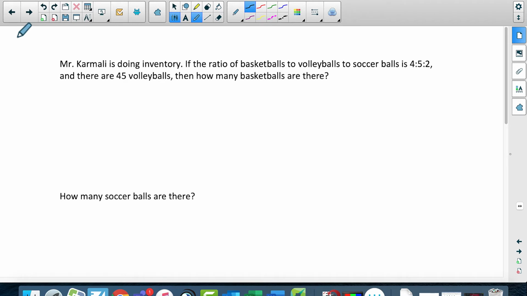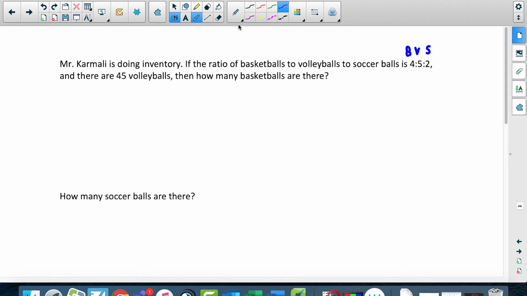Mr. Kamali is doing inventory. If the ratio of basketballs to volleyballs to soccer balls is 4 to 5 to 2, whoa, we've got 3 things in this one. And there are 45 volleyballs, then how many basketballs are there? So let me write this down here. We have basketballs, so the 4 is basketballs, the 5 is volleyballs, and the 2 is soccer balls. Okay? And it tells us there's 45 volleyballs, and we want to know how many basketballs there are.